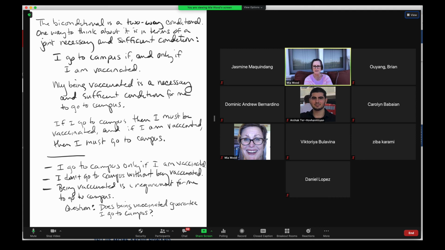So take whichever sentence is the most intellectually comfortable. I'm hopeful that one of the three is, I go to campus only if I'm vaccinated. I don't go to campus without being vaccinated. Being vaccinated is a requirement for me to go to campus. I can put the original one up there too. If I go to campus, then I am vaccinated. Right? So question, what do you think? Let's say, so we got the first sentence. If I go to campus, I am vaccinated. And suppose I walk up and say, I'm vaccinated. Does that being vaccinated guarantee that I go to campus? What do you think? What does your intellectual gut say?